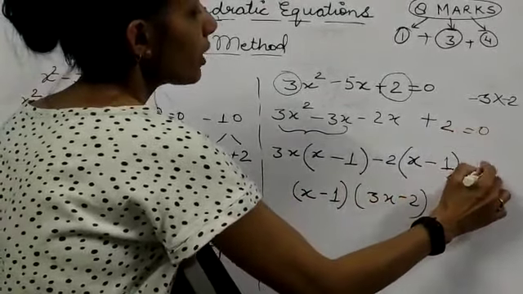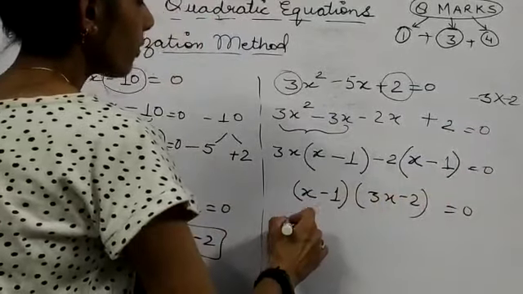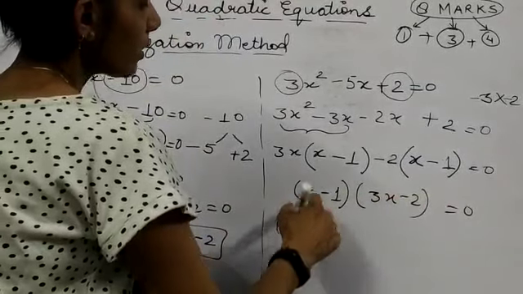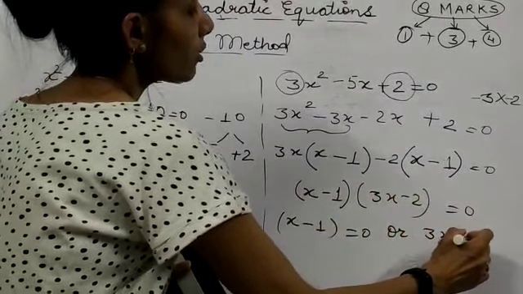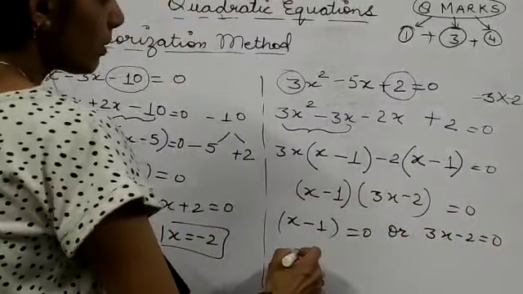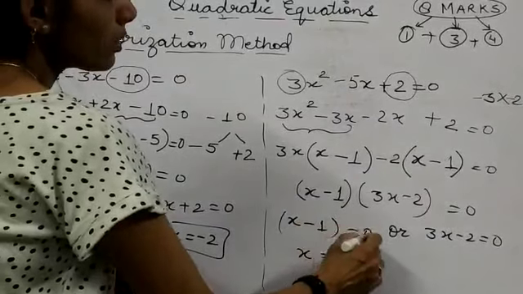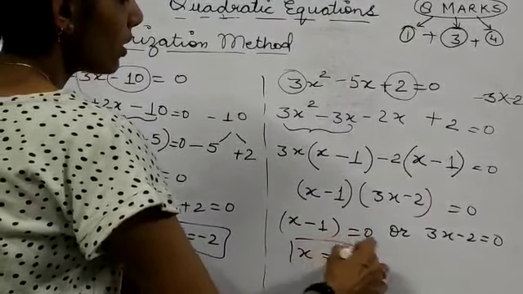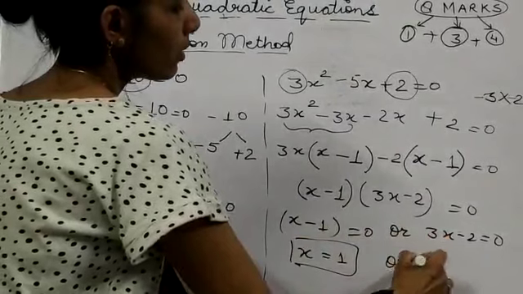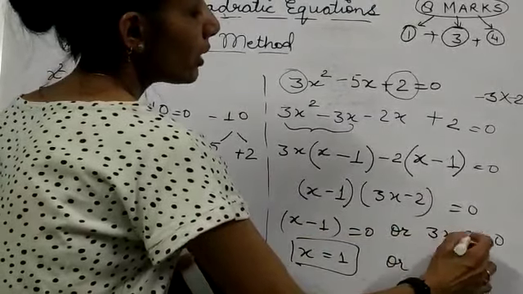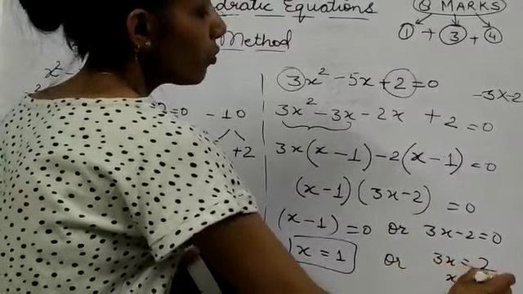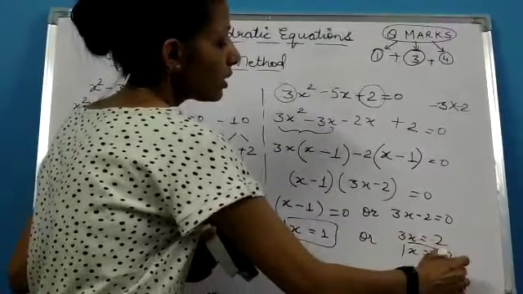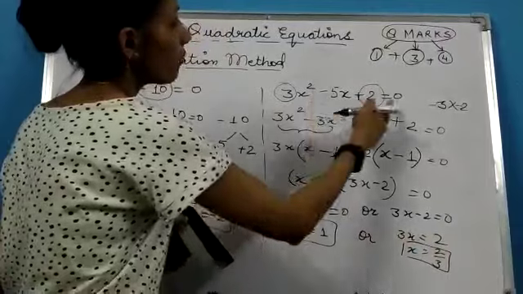Everywhere equal to sign. Now you can write it as either x minus 1 equal to 0 or 3x minus 2 equal to 0. So I can simply write it as x equal to, take this minus 1 that side. So this is x equal to 1 or 3x equal to, first you take this minus 2 that side. So it will be plus 2 and x equal to 2 by 3. So these are the two possible values of this equation.